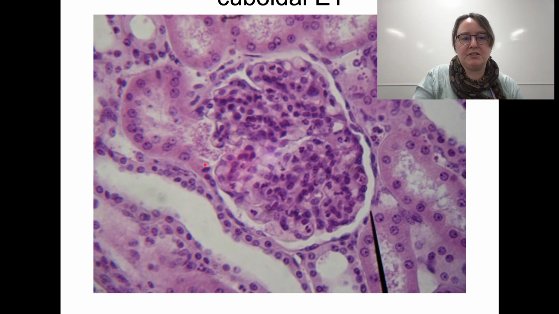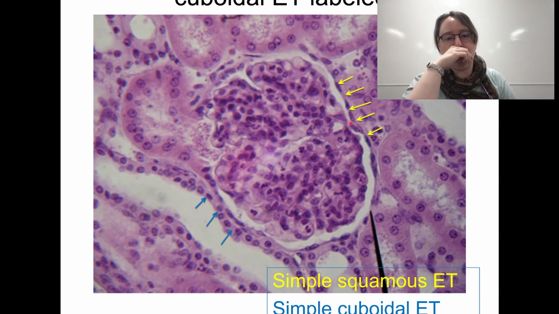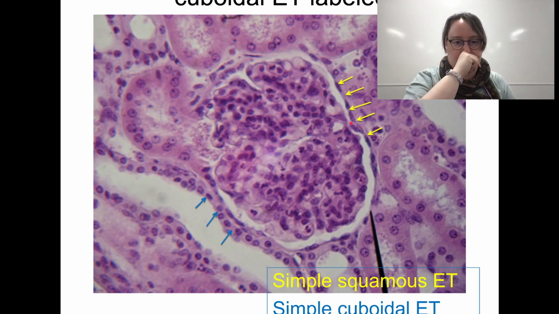What do you think this mess is? That's right, simple squamous and simple cuboidal. So there's cuboidals going around the outside, but see these really thin guys right here? That's squamous. Now you'll see squamous again.